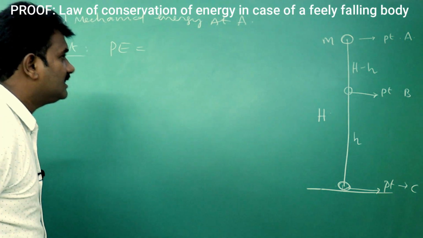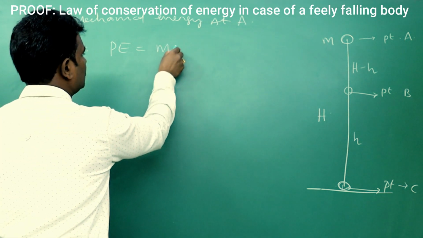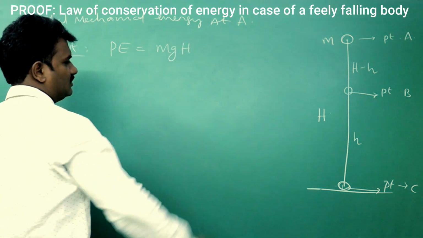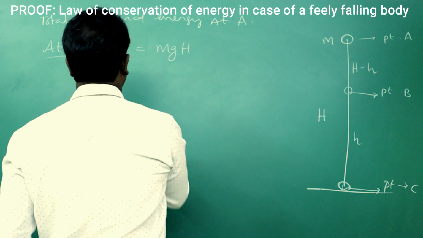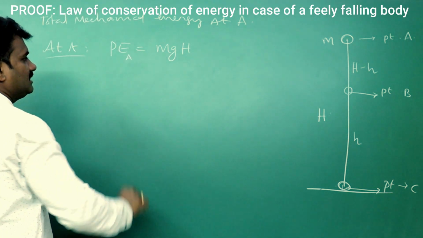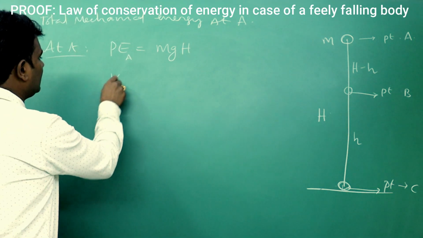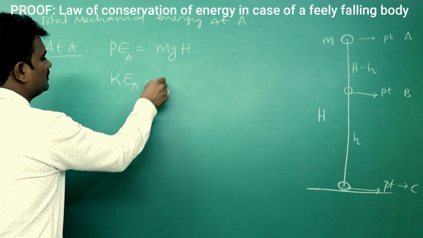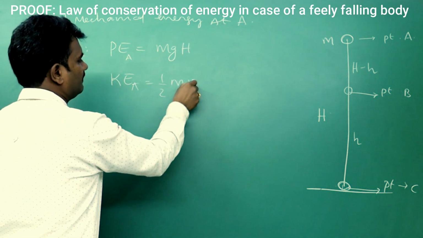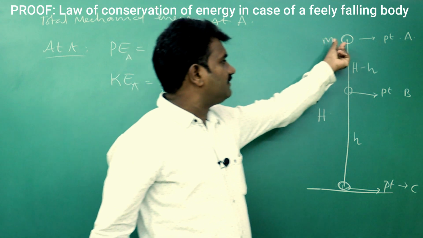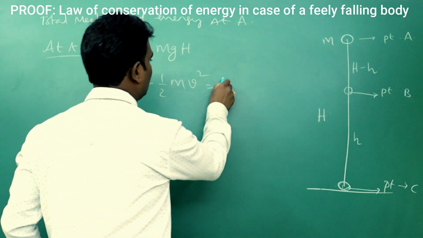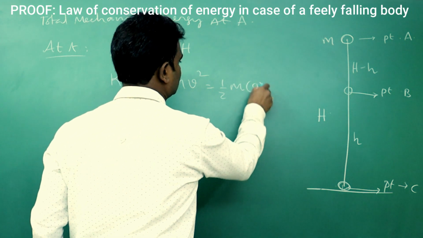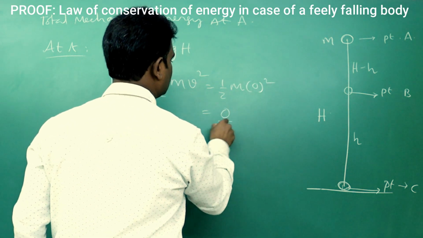So what is the potential energy at A? mg into h, because it is at a height of h. Now I call this the potential energy at A. What about the kinetic energy at A? It is equal to half mv square. As it is released from point A, at A its velocity is 0, that's why it is half m times 0 square, which is equal to 0.